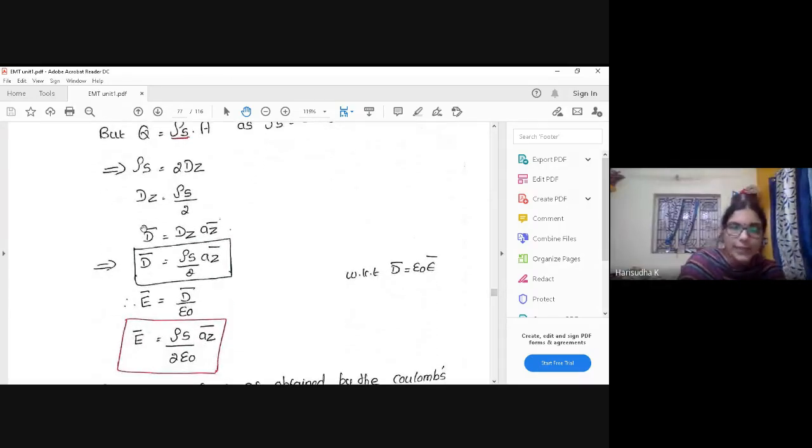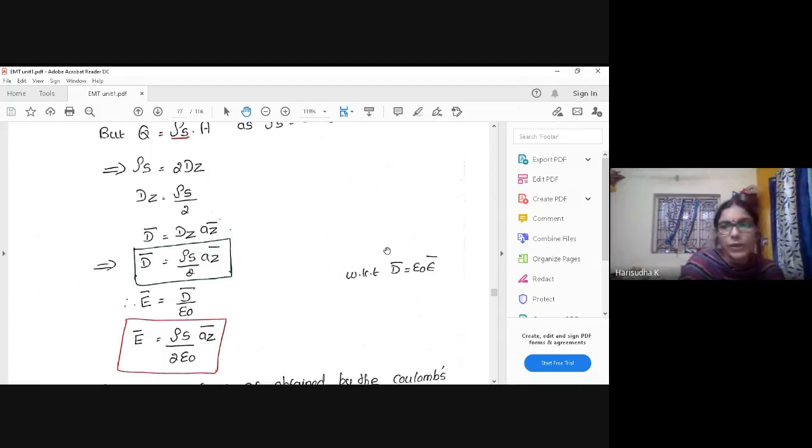So far we have found what Dz is. Dz means it is the electric flux density with respect to the z direction. But I have to find a generalized term, what is my electric flux density. So my electric flux density will be equal to the electric flux density along the z axis and the unit vector along the z axis. Therefore, since I have found Dz, I can substitute in this equation. Therefore, D is equal to rho s divided by 2 into the az unit vector.